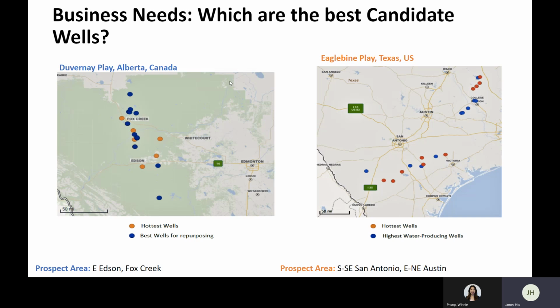In this next slide, we speak to the business needs, which are the hottest wells and which well provides the most amount of water, which are the two key components of operating a geothermal facility. The dots shown here are the sites that we think are the best among all the wells that we were provided, that would produce the most potential for geothermal energy. Specifically, they're in the prospect areas of East Edson and Fox Creek in Canada, and southeast San Antonio and east-northeast of Austin.